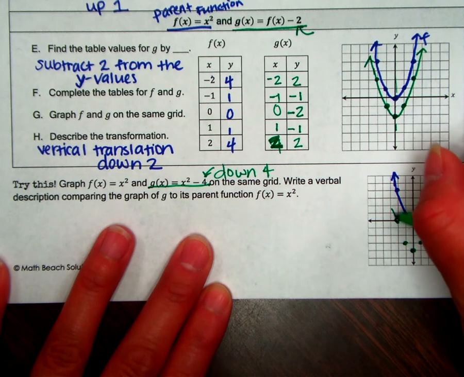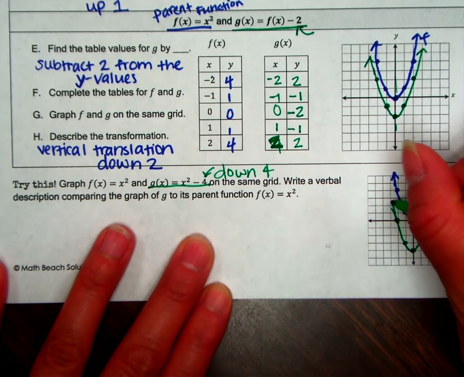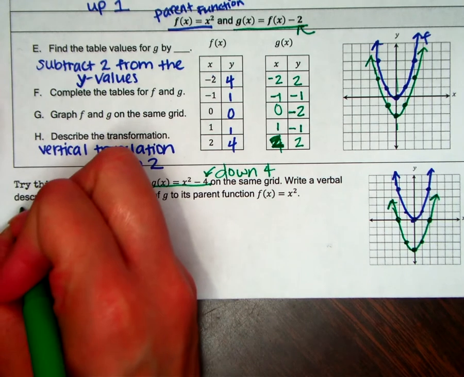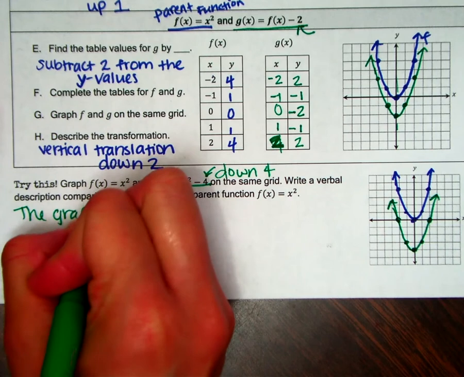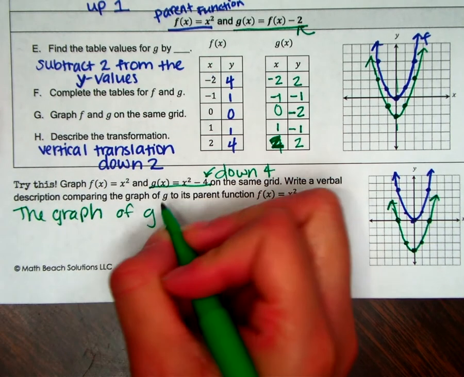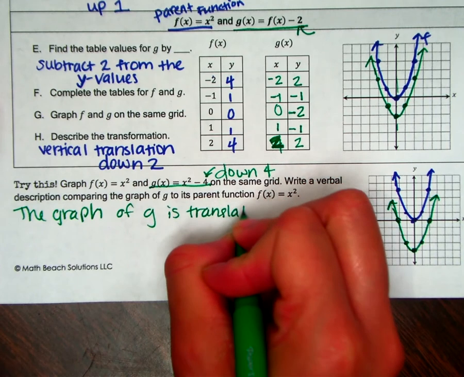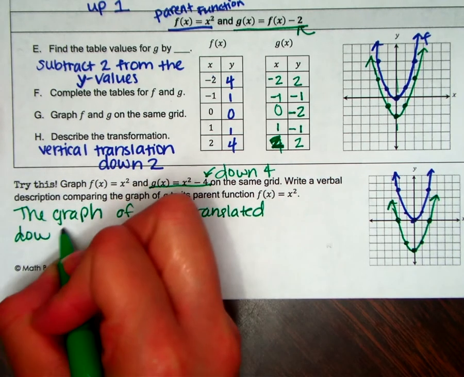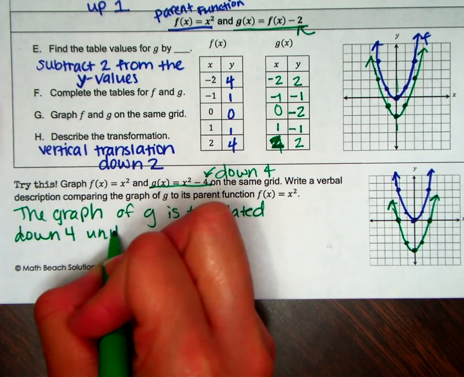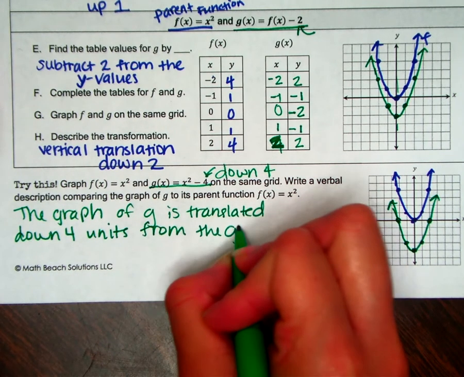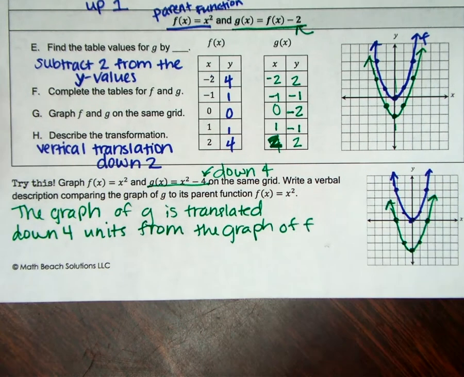And I can show you how to graph in the calculator if you can join for class these 2 types of functions. So writing a verbal description, the graph of g is translated down 4 units from the graph of f. If you need more time, go ahead and pause the video. I'm going to move on to some more examples.